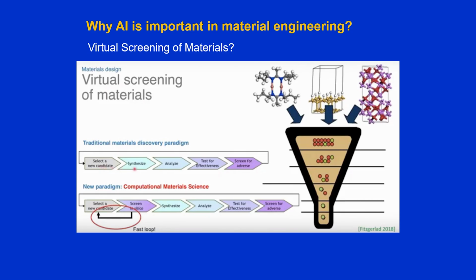We are going to change this because of AI to virtual screening. In virtual screening, because of computational material science, you select a new candidate and screen it in silico. This is the first loop. Here you can go back and forth to understand whether it will work or not. You can make the material in the computer and test its properties, everything, before you synthesize. That reduces the number of candidates to be synthesized, right? Initially you have a large number of candidates, you use computational tools to screen them down and reduce the number, so that we can test them using experiments. That is what is called virtual screening of materials.